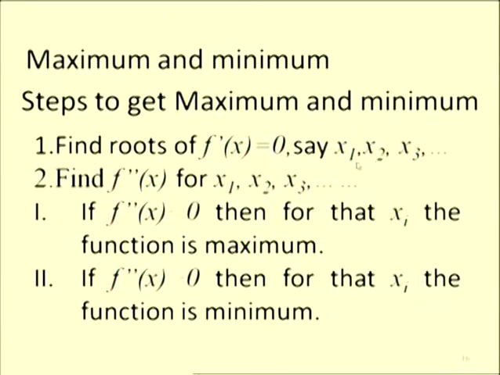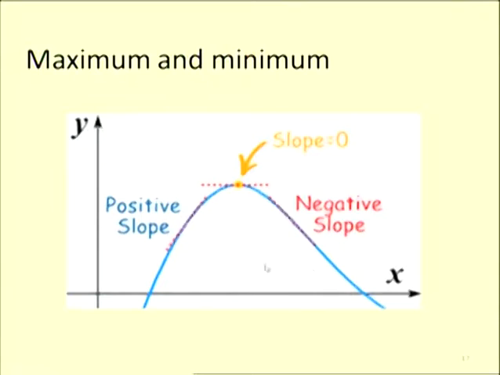Out of these obtained xi's, we will find the value of f double dash x at these points, and if the value is negative for these xi, we can say that at that point f x is maximum. And if the value of the second order derivative is positive, we can say that the function is minimum at this point. Let us see the figure.